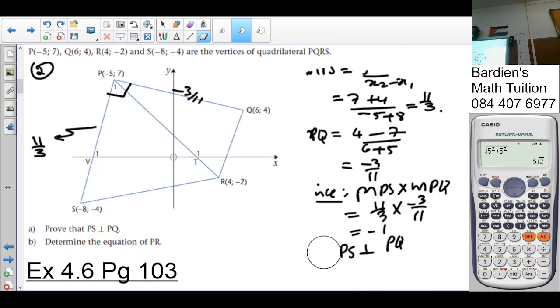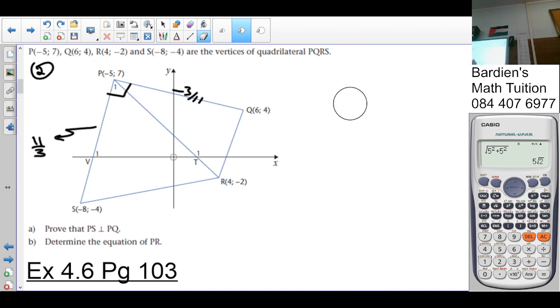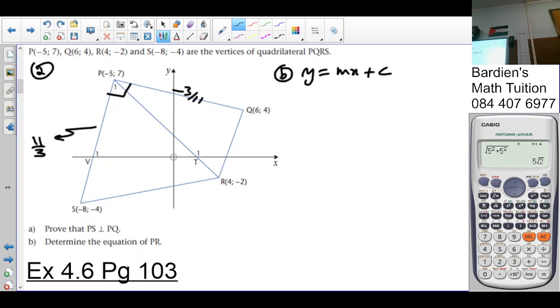Look at B. The B part of the question says determine the equation of PR. So the equation of PR will be in the form y is equal to mx plus c. So PR is this line going through here. You all agree with that? So what do I need to do for work out there? I need to work out my gradient as well. The gradient of PR, again change in y over change in x, is 7 minus -2 over -5 minus 4, which is 9 over -9, which is -1. Not so? So the equation of this line is y is equal to -x plus c.